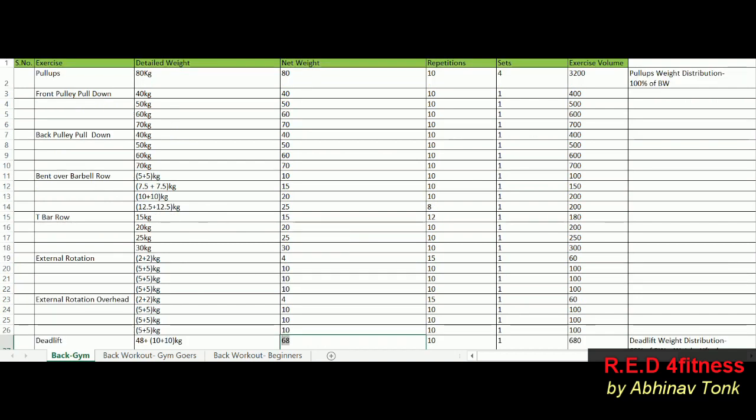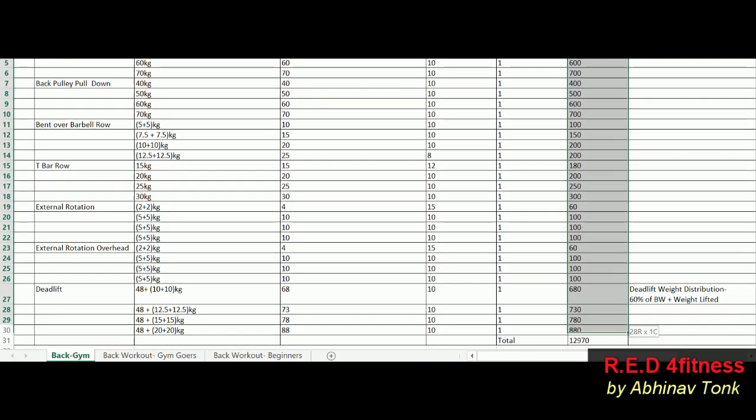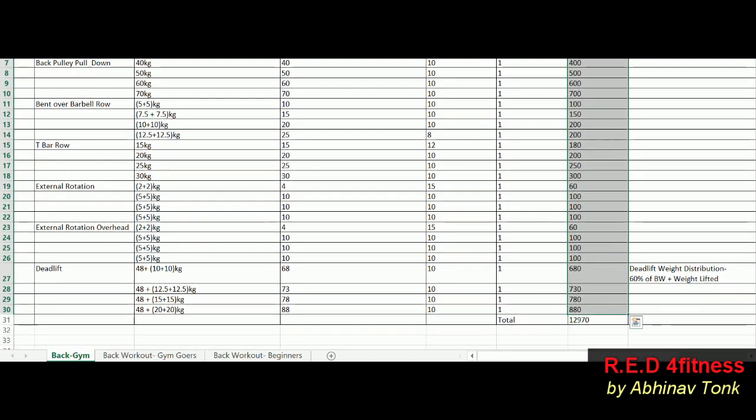This way I have written down all the weight, repetitions and sets, and I have calculated the exercise volume in each of these cases. Finally, when I calculate the exercise volume, it comes to 12,970. Now let's see how we will design the workout based on this particular exercise volume for gym goers.